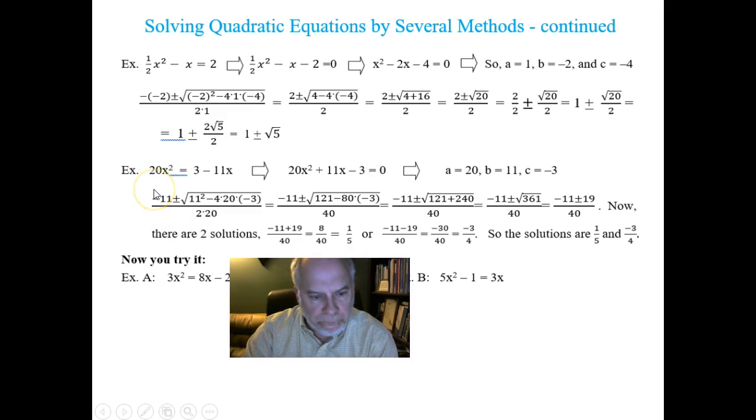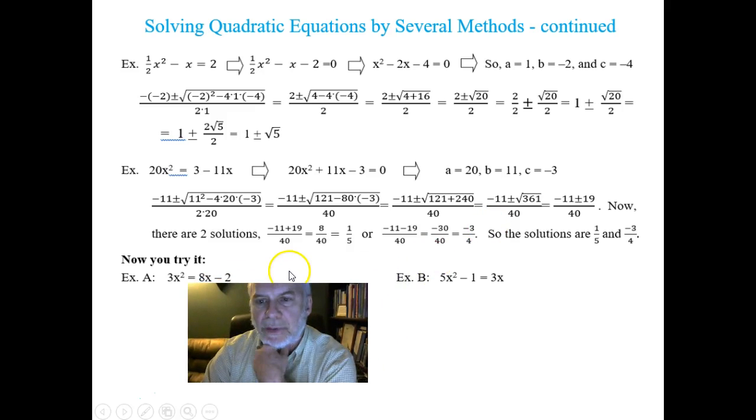Now, the next thing is this equation here, 20x squared equals 3 minus 11x. I need to move everything over to the left side and have 0 on the right side. So the first thing I do is I add 11x to both sides. It moves it over. So I got 20x squared plus 11x. And I subtract 3. So you get minus 3 equals 0. So now A is 20, B is 11, and C is negative 3.